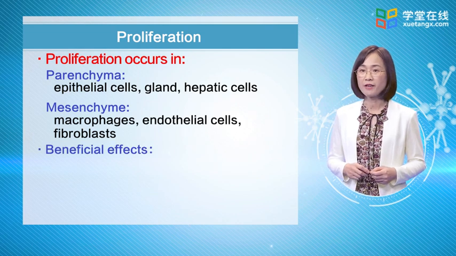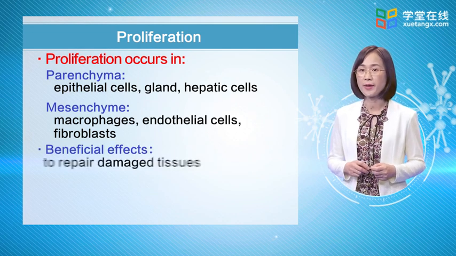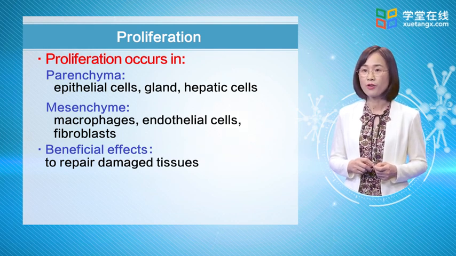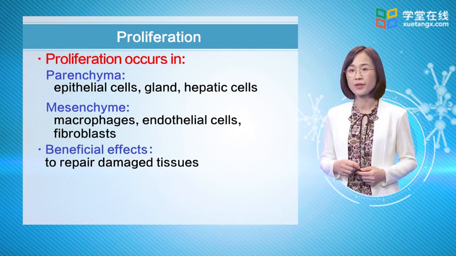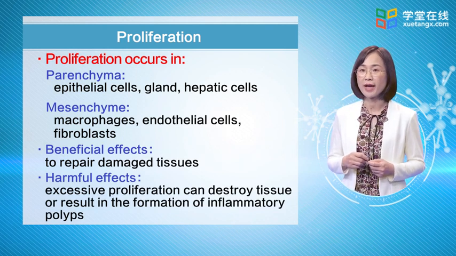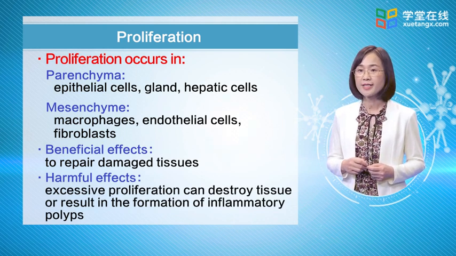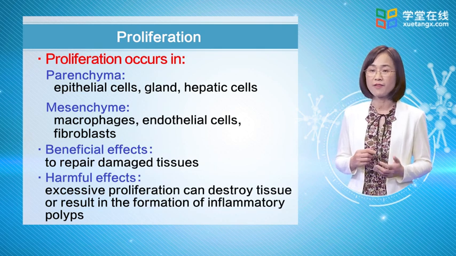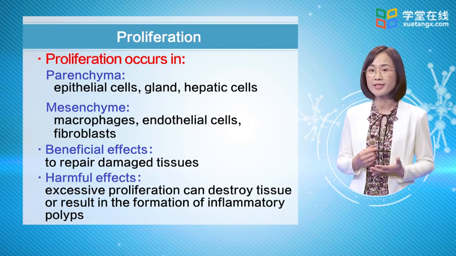The beneficial effect of proliferation is to repair damaged tissues. Of course, the best way is complete regeneration of parenchymal cells. But more often, repair requires the formation of granulation tissue. However, excessive proliferation can destroy tissue by causing fibrosis. Excessive proliferation could also result in the formation of inflammatory polyps. I will introduce inflammatory polyps in another session.